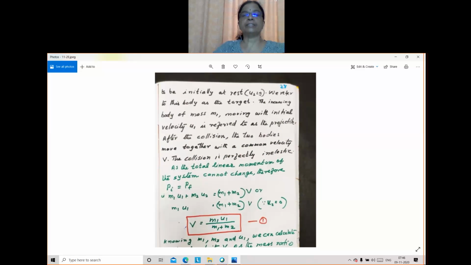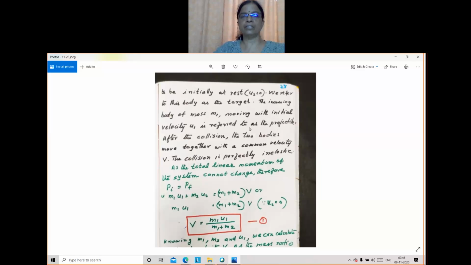The body which is initially at rest, we refer to as the target. The incoming body of mass m1 moving with initial velocity u1 is referred to as the projectile.